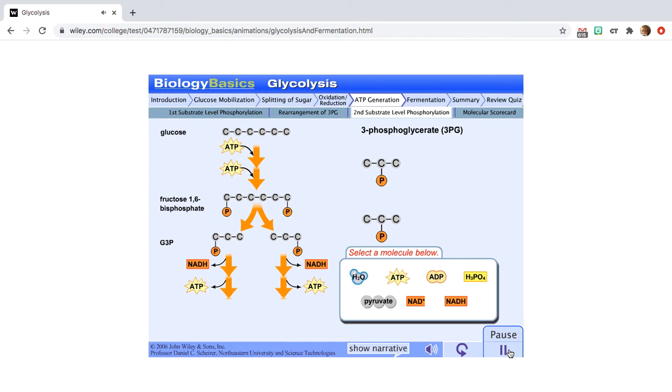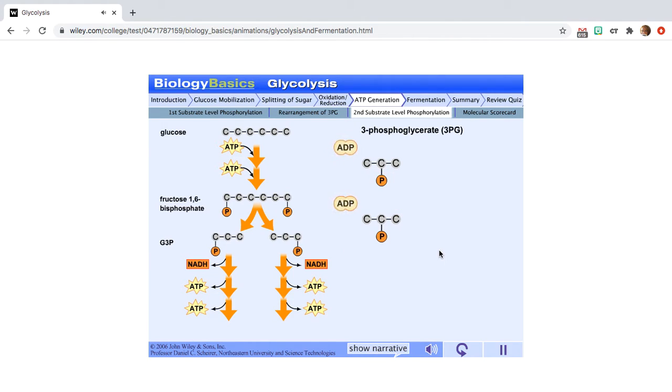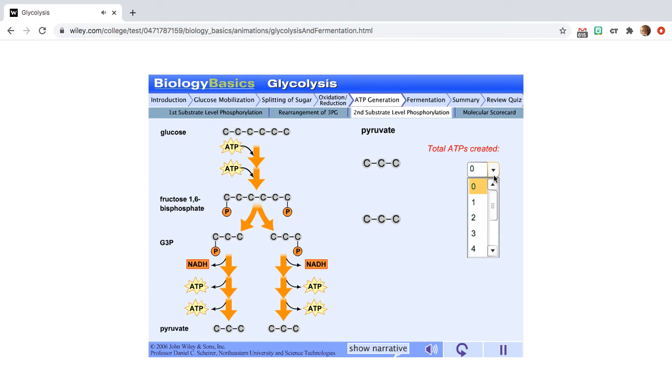Identify the phosphate-accepting molecule and drag it onto the remaining phosphate group of PEP. That's correct. ADP accepts the phosphate group and is converted to ATP. From the drop-down menu, choose the total number of ATP molecules that have just been made. Remember that starting with the splitting of FBP, there are 2 PGA molecules that continue.